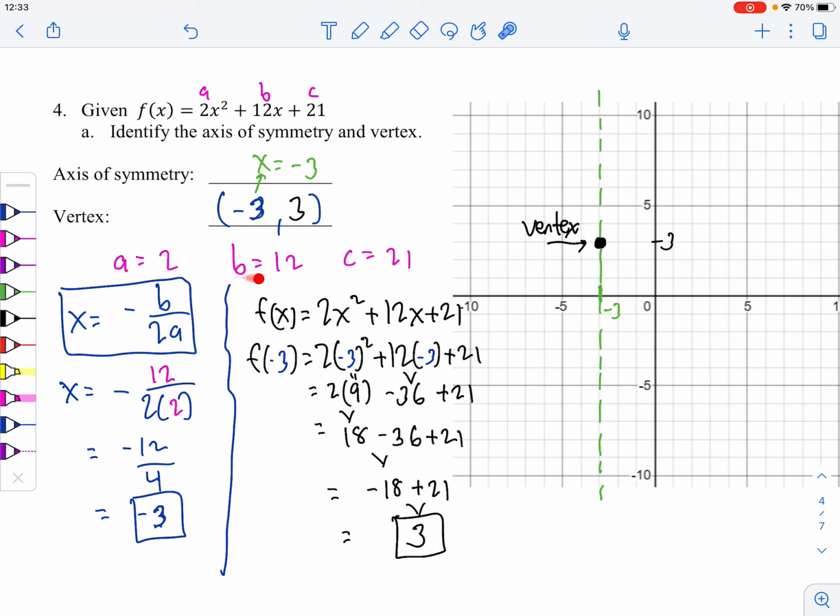Okay, so these ones, all it is, identify A, B, C. Use x equals opposite b over 2a. Calculate that. That's your x value of a vertex, which is also your axis of symmetry. And you take that value, substitute it into your original equation to find the y value of a vertex, and just label your graph.